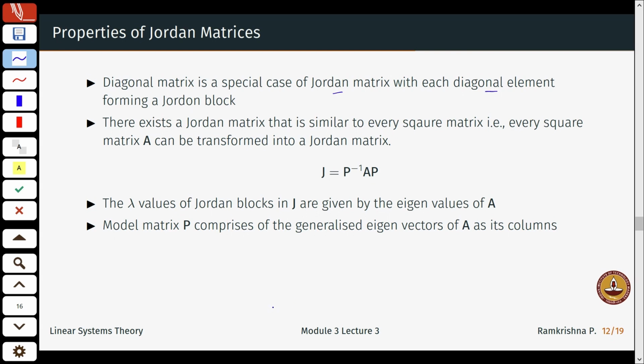Now, the question is, given a matrix A, a square matrix, can I transform it into a Jordan form, and what is the transformation matrix that does this trick for me? It's the same as before. I can write J as P inverse A P, where the modal matrix P, which transforms A to J, will now comprise the generalized eigenvectors of A as its columns.